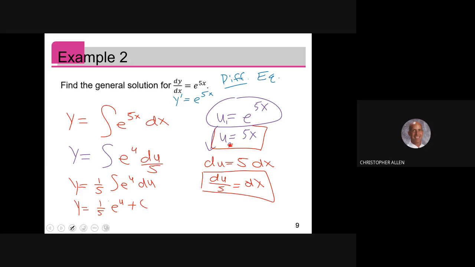Am I done? Nope. How do I finish it? Yeah, just change the u to 5x, right? So then our final answer here is going to be 1/5 e to the 5x plus c. That is our final answer on that one.